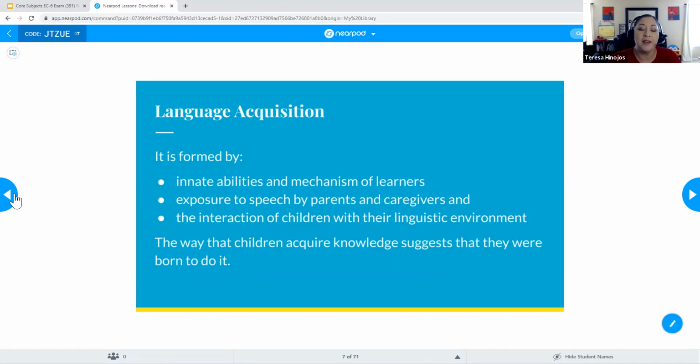Okay, so based on what we saw in there, looking at how children pick up language, they kind of alluded to the fact that babies, I guess humans, are just born with some of these innate abilities and mechanisms. So there's a whole bunch of things involved. There's being able to hear it and understand that it is language, as well as being able to form those sounds and speech. And so with this idea, they show that it's also exposure to the speech by parents and caregivers.